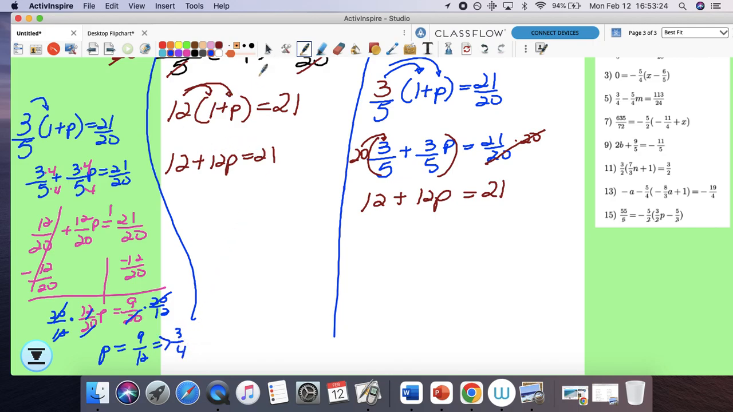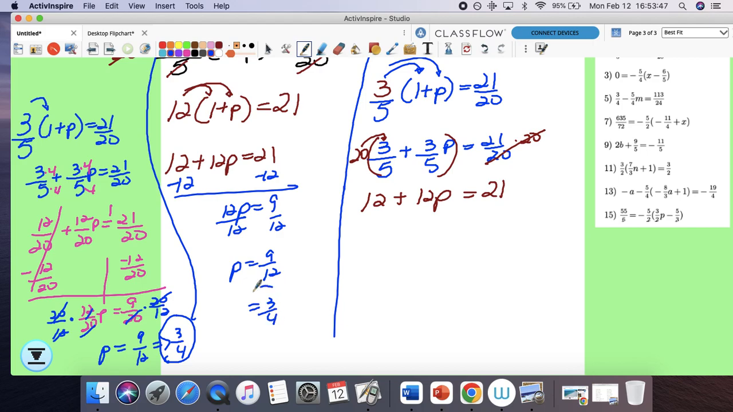Now, I got the answer 3/4 here without eliminating the fractions. Over here, whichever one you did, you got minus 12, minus 12, 12p equals 9. Notice we then divide both sides by 12. We get p equals 9 over 12, which is the same thing as 3/4. We get the same exact answer.